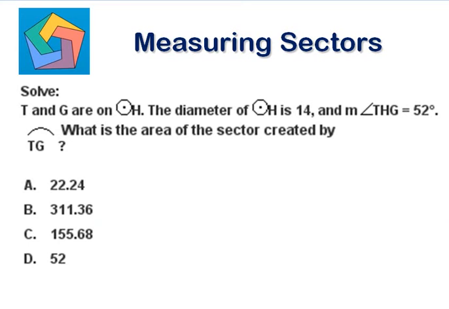Solve. T and G are on circle H. The diameter of circle H is 14. Now diameter is 2 times radius. So 14 is equal to 2r. This implies r is equal to 7, dividing by 2 on both sides. And the measure of angle THG is 52 degrees. So theta is 52. What is the area of the sector created by arc TG?